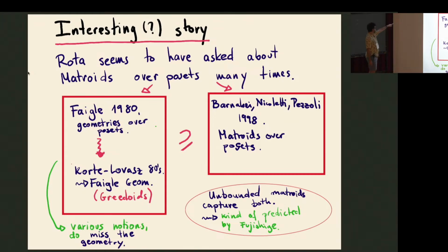The first one is due to Faigle in 1980, and he defines some objects called geometries over posets. When you see what happened to that literature, it ends up with a lot of papers by Korte and Lovász, and these are things that are now called Faigle geometries. But they ran out of geometry, and they started talking about greedoids, which are very nice combinatorial objects, but they kind of lost a little bit of the matroid nice properties. And there are various notions.